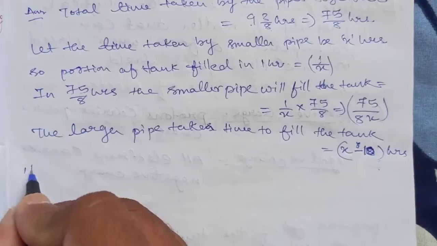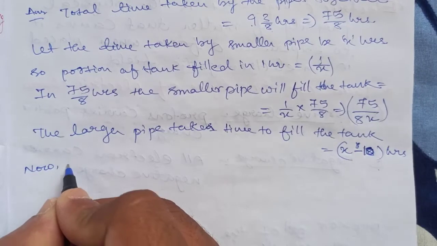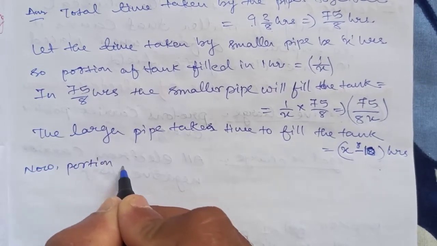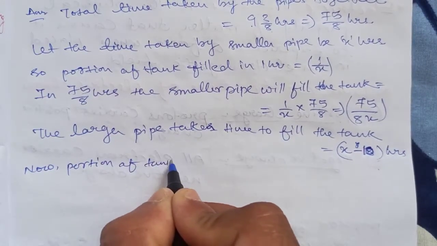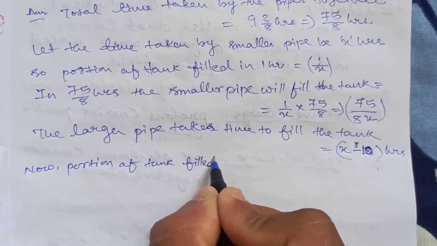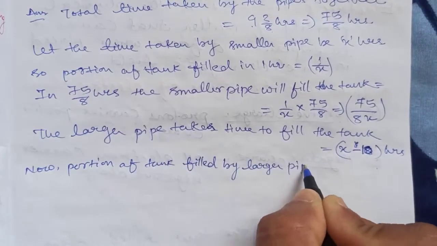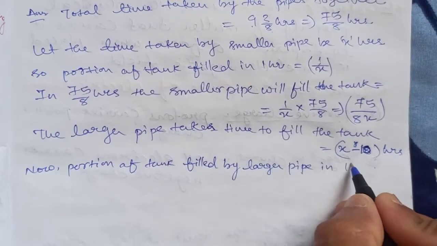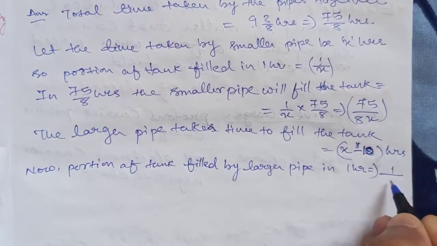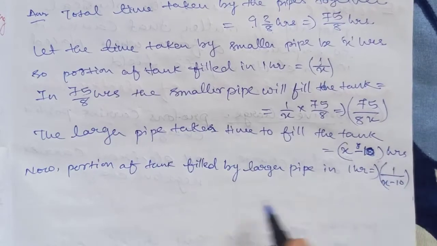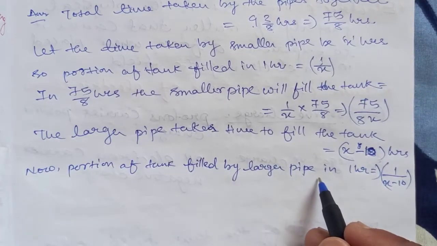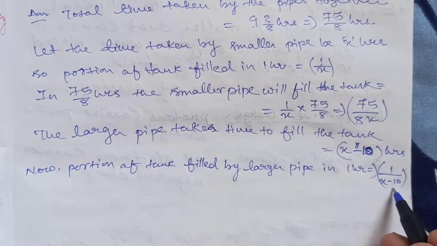Now the portion of the tank filled by the larger pipe in 1 hour will be 1/(x minus 10). The portion of the tank filled by the larger pipe in 1 hour will be 1/(x minus 10).